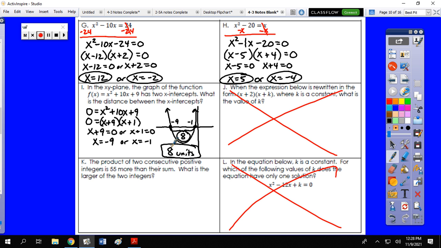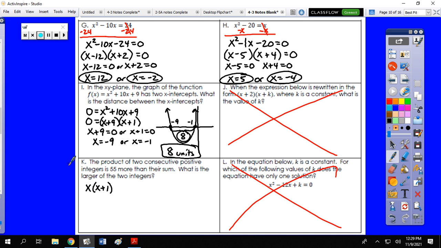Okay, then we have the product of two consecutive positive integers is 55 more than their sum. So the word consecutive tells us that our two integers are x and x plus 1. That's like 4 and 5. 4 and 5 are consecutive integers. So if we don't know the first integer, but we know that the integers are consecutive, the first integer is x, the second integer would be x plus 1 because it would be the next integer.